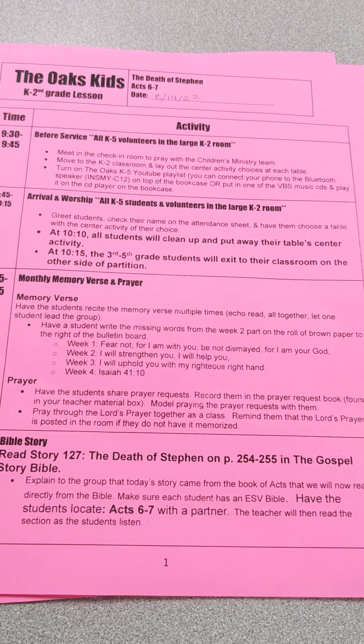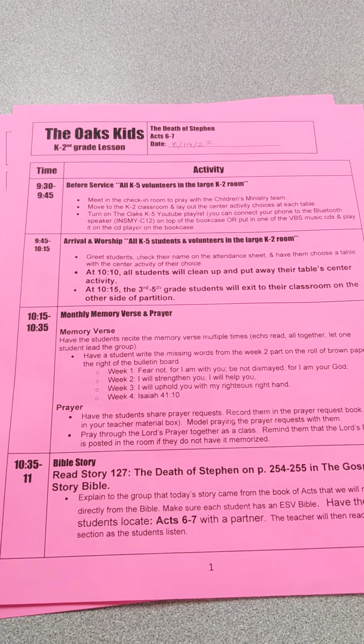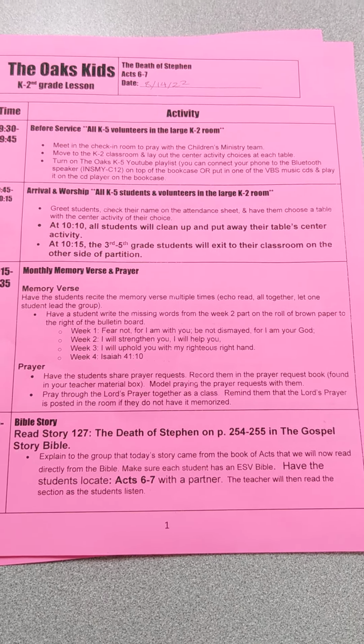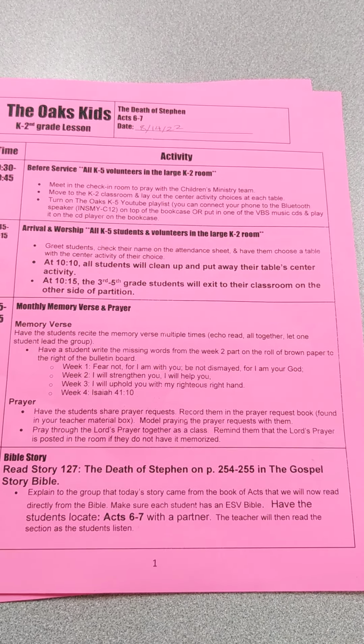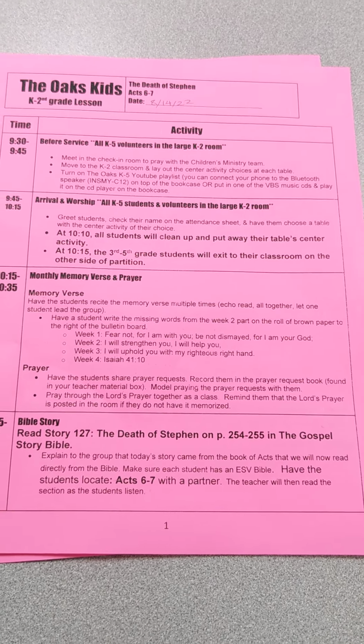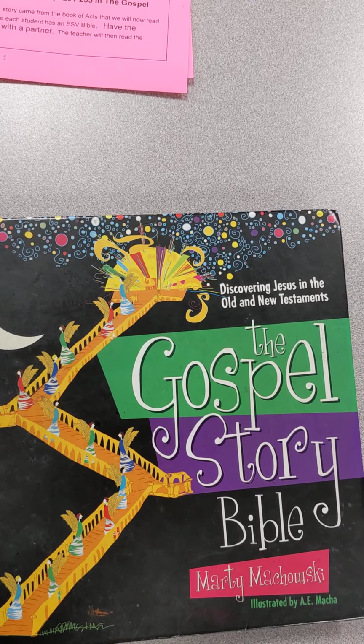Following that, we will have our prayer time. So prayer requests in the purple prayer request book, which is here, and going through the Lord's Prayer together. Following that, we'll be doing the death of Stephen this week, which is on pages 254 and 255 in the Gospel Story Bible, which is here. You'll need to read through that story to the whole group.